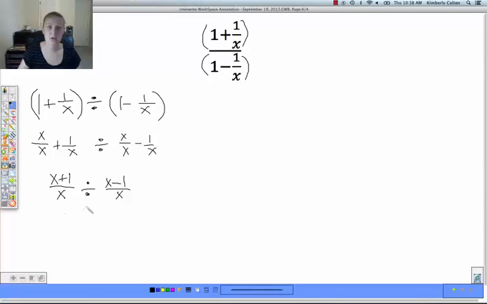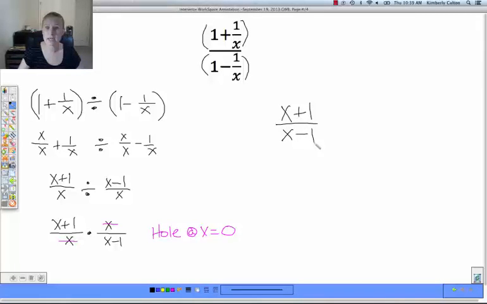Now we can do keep, change, flip. So we're going to keep the first term. We're going to change this to multiplication, and we're going to take the reciprocal or flip the second term. Now we can look to see if there's any way that we can simplify it. Well, in this case, notice that I have an x and an x. So those cancel out, and I know that I have a hole at x equals 0. So now I can finish simplifying my problem. So now I just have x plus 1 over x minus 1.